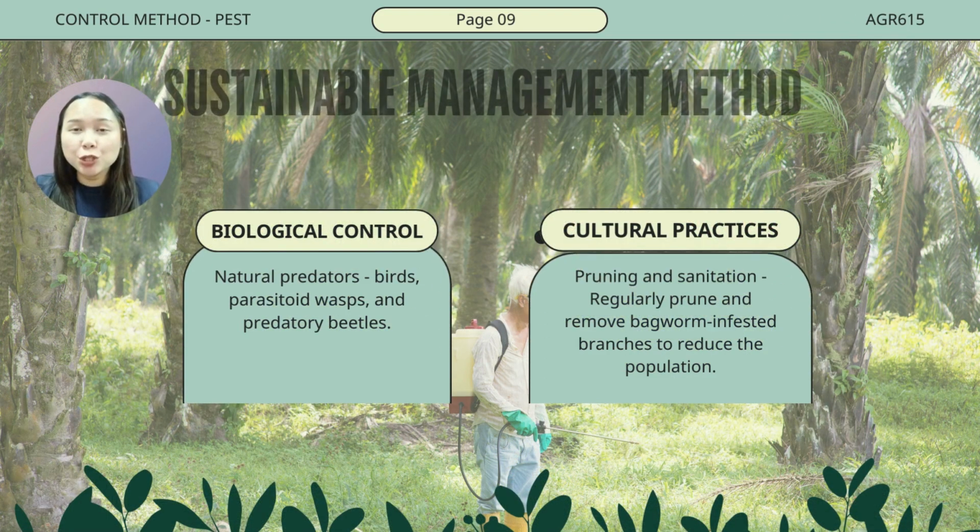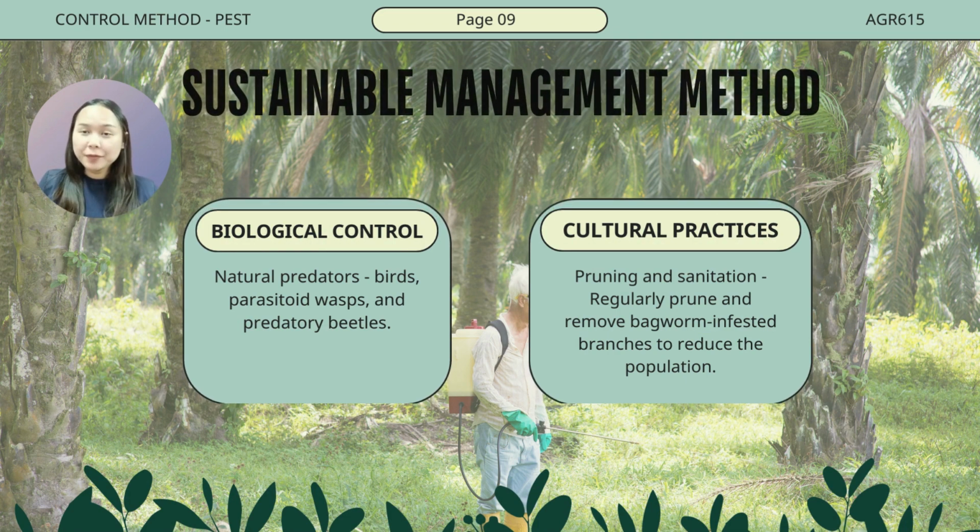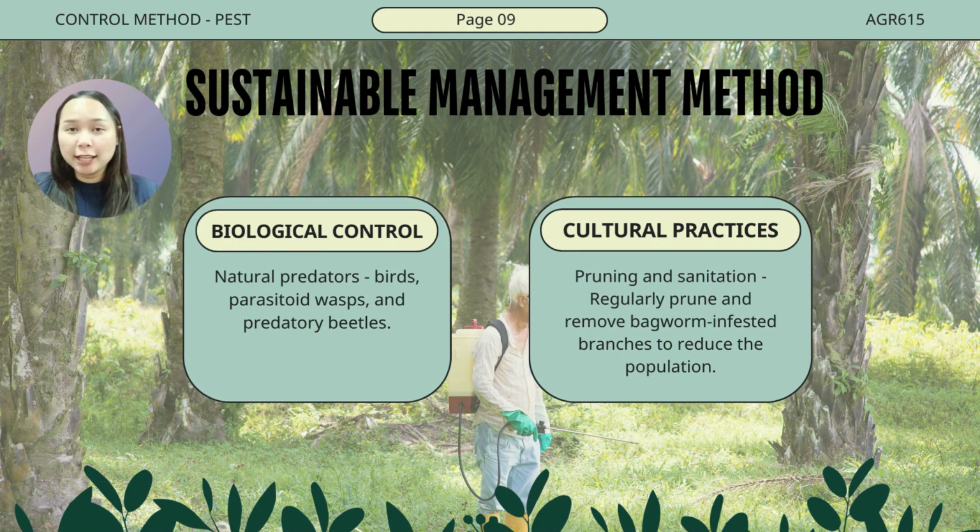Sustainable management to control the bagworm pest. First is biological control. It encourages the presence of natural predators such as birds, parasitoid wasps, and predatory beetles which feed on the bagworms. Second method is cultural practices. Regularly prune and remove bagworm-infested branches to reduce the population. Proper sanitation helps prevent the spread of bagworms to other parts of the plantation.